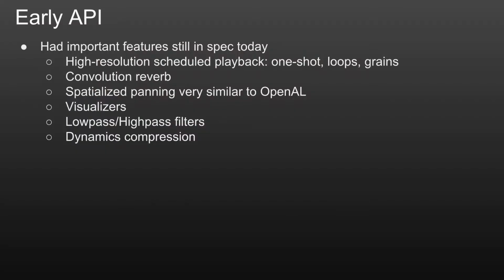So the early API that I had at that time was much simpler than what we have now in the Web Audio API, but it had some important features that are still in the spec today. High resolution, scheduled playback, the audio buffer source node, ideal for doing one-shot sounds, loops, and grains, the convolution reverb that I mentioned, spatialized panning, similar to OpenAL. It had visualizers like we have the analyzer node today, and I spec'd out a low pass and a high pass filter and dynamics compression. So those were all in the very early API.